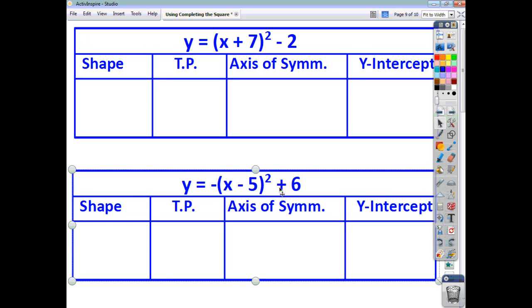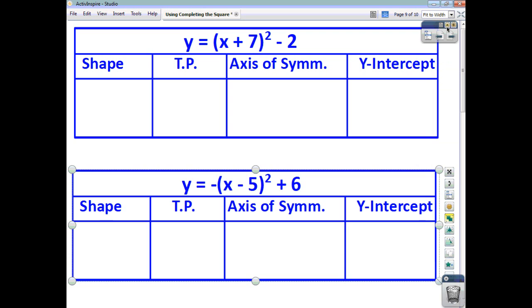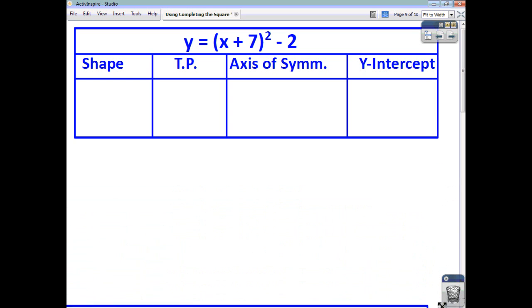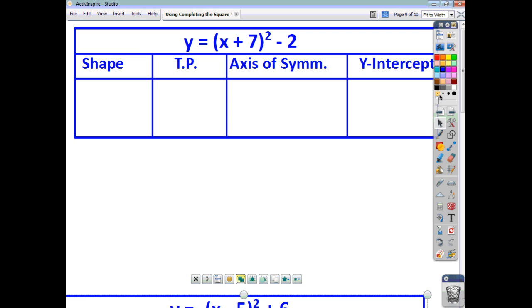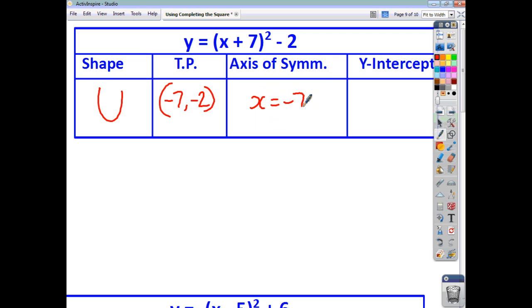Okay, let's have a look at this first question. Okay, so we get rid of that. We'll do the first question just now. Shape. Okay, so we've got a U-shaped parabola. The turning point would be negative 7, negative 2. Axis of symmetry, x equals negative 7. And the y-intercept is going to be y equals (0 plus 7) is 7. 7 squared, 49, minus 2, so 47. So you have a y-intercept of (0, 47).